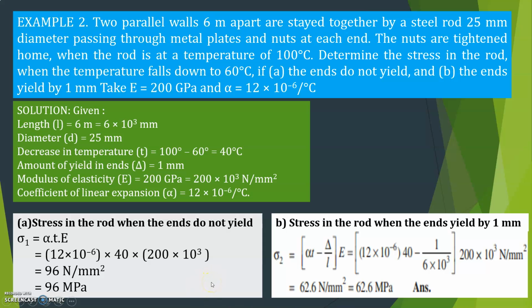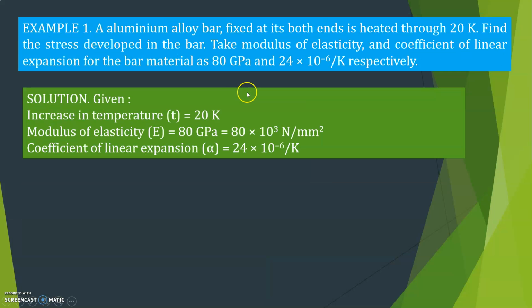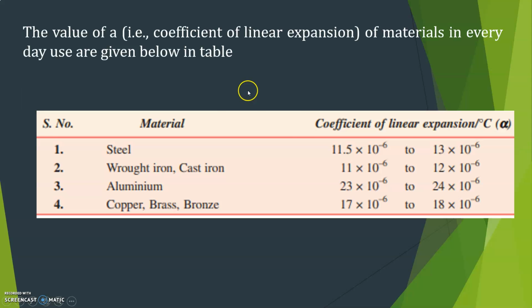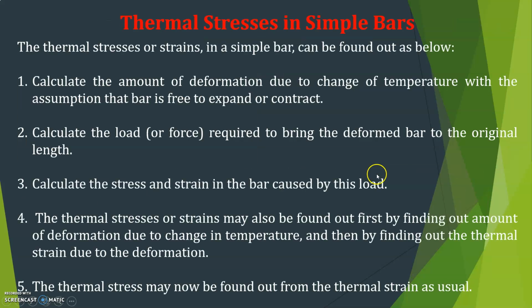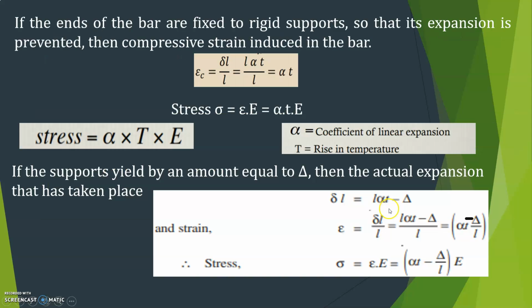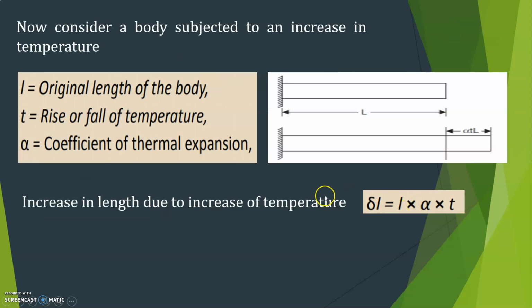Okay, so this is the way to calculate the stress. Here only stresses are asked. If suppose it is asked to find the strain, then you use the formula. What is strain? Strain is equal to alpha into T. If suppose it is asked to find the deformation, you just have to use deformation is equal to L into alpha into T. Okay, I hope all of you understood.